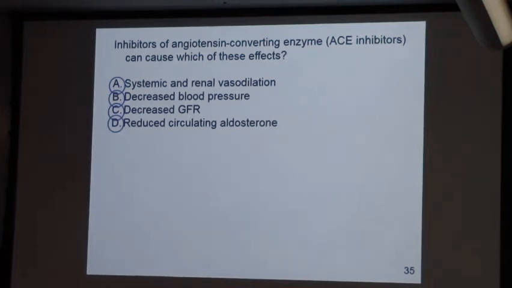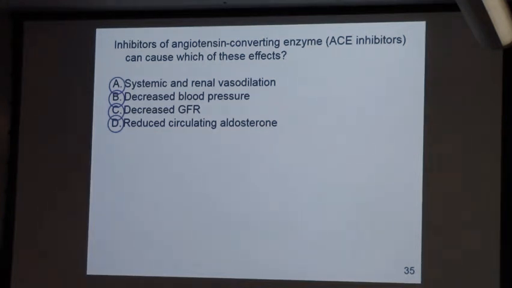There it is. Mean arterial pressure is equal to cardiac output times systemic vascular resistance. Cardiac output is stroke volume times heart rate. Increasing resistance increases blood pressure. Decreasing resistance decreases blood pressure, which is why that's a correct answer. And ACE inhibitors are used to treat hypertension, chronic high blood pressure.